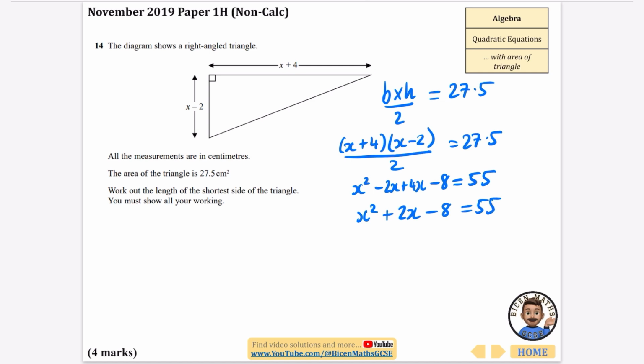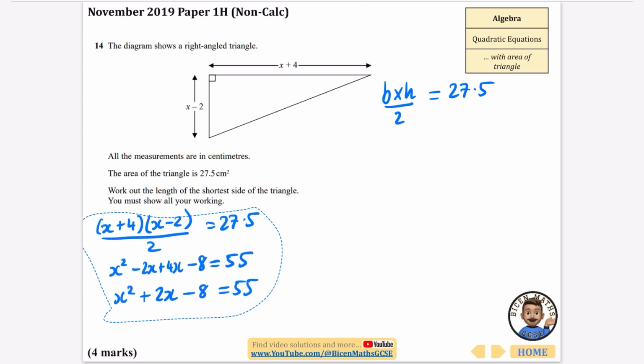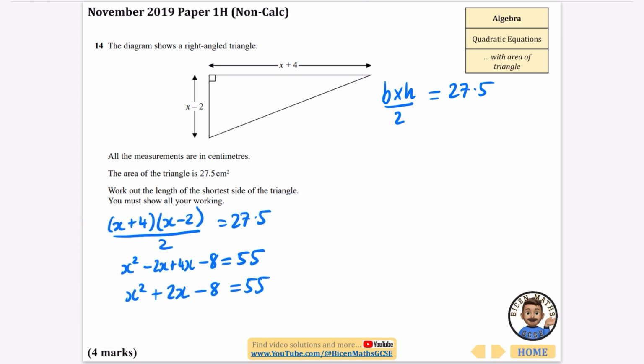Now, because it's a quadratic, we're going to make it all equal 0. I'm going to take this and put this down here. So I'm going to do x squared plus 2x minus 8 minus 55. Well, that's actually like a 55 plus 8, and then just make it negative, and that's going to be minus 63 equals 0.